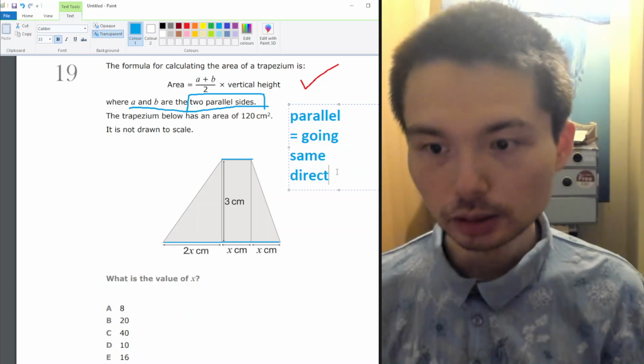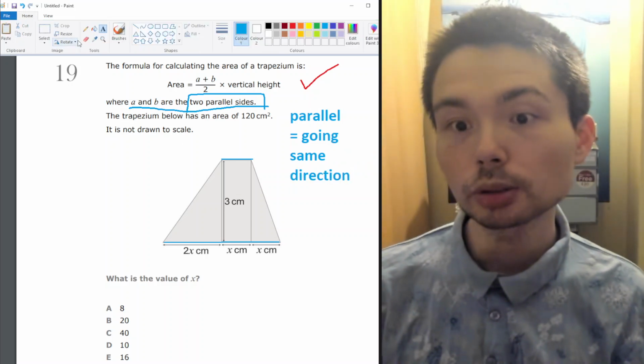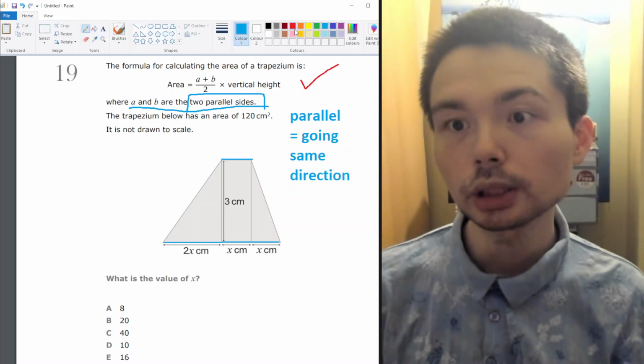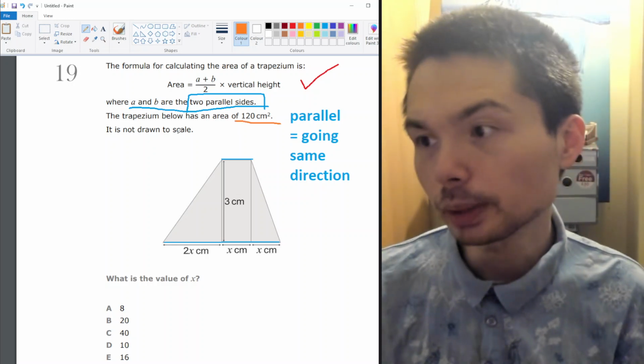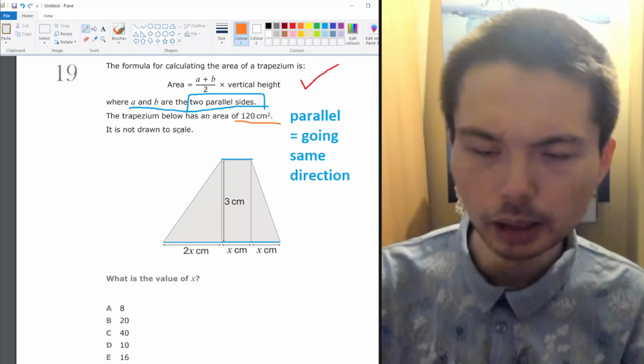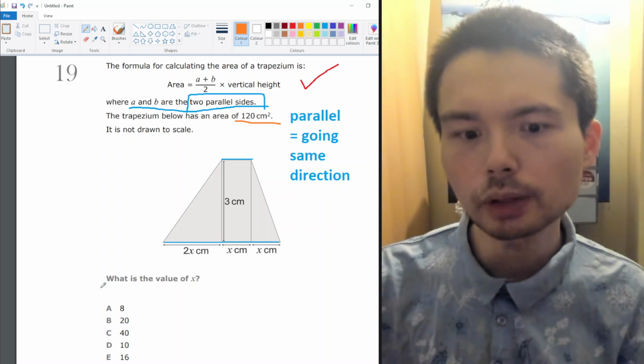Going the same direction. The trapezium has an area of 120. Fine. Not drawn to scale. That just means don't waste your time using your ruler to measure it. That won't help you. What's the value of x?